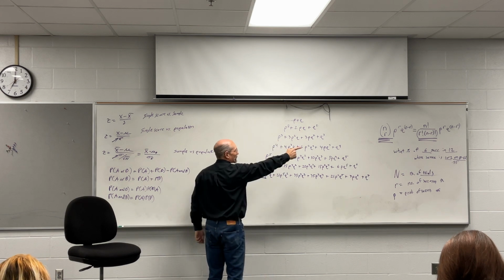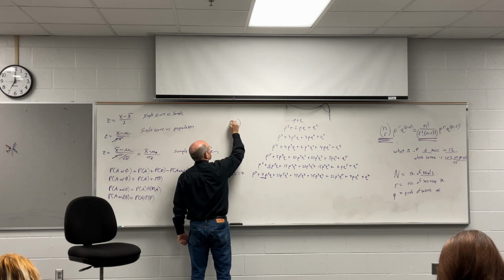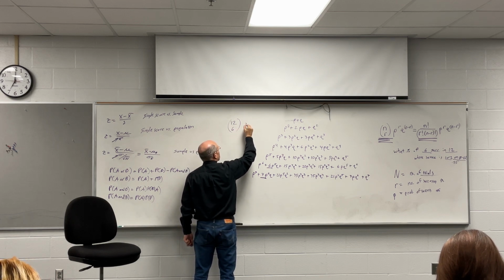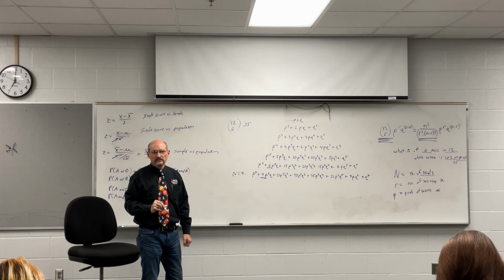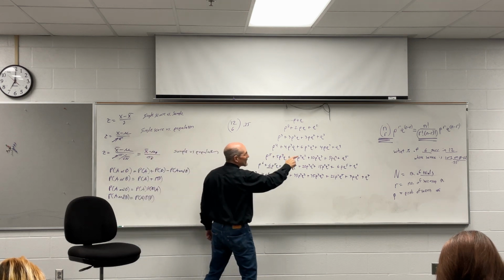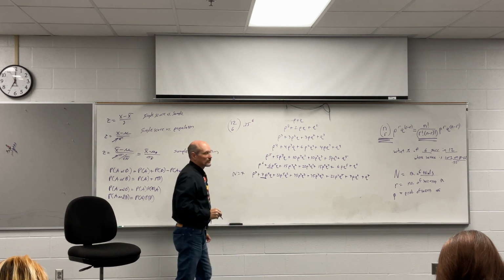All right, so let's go over here. Let's go with the n choose r. N was equal to 12. R was equal to 6. Probability of success, 0.25. Right? Plug that in for P. Notice P is to the R power. So 0.25 is to the 6 power.